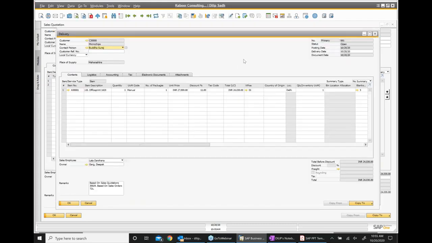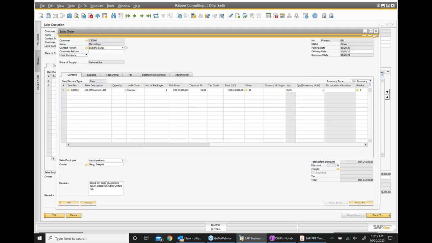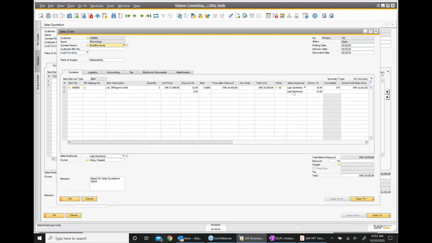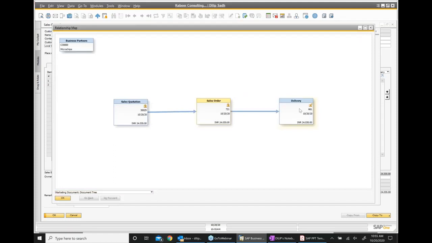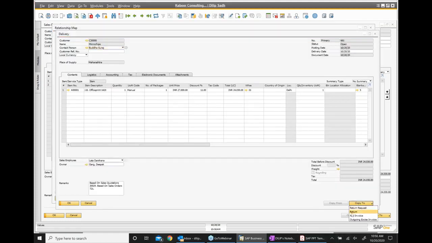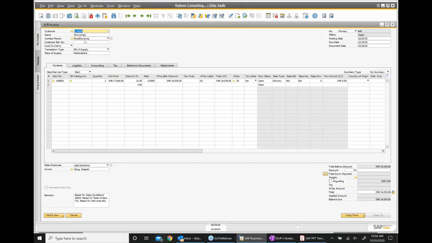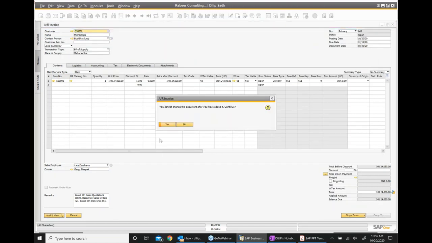Now here in the quotation, if I right click, now I have a general entry. So this was my delivery document. I open my delivery document, and the last step in the sales cycle is creating the AR invoice. So I go to the bottom and create the AR invoice. I select my customer, item number, quantity, price, discount, and then I add and save.